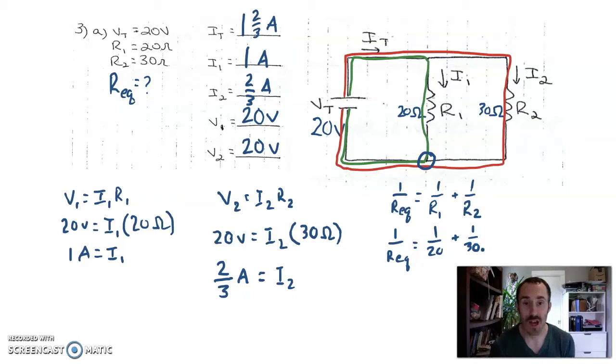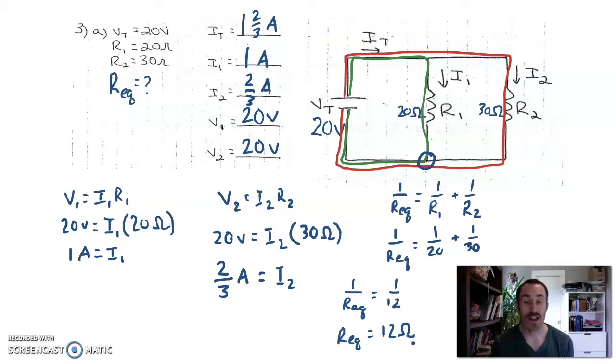And when you add those up, you get 5/60ths or 1/12. So 1 over the equivalent resistance of the circuit is equal to 1 over 12. And so now, to get the equivalent resistance, we can flip this upside down. We can do the reciprocal. And so the equivalent resistance of this circuit is going to be 12 ohms.